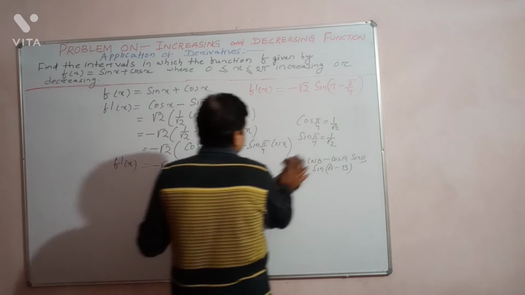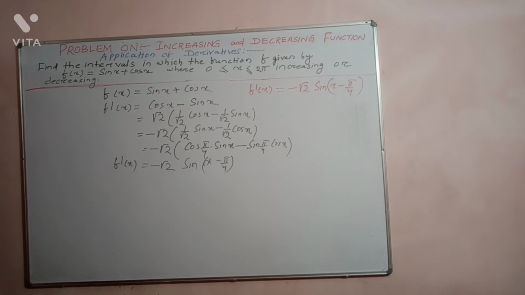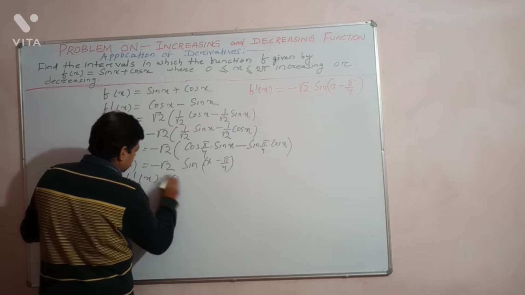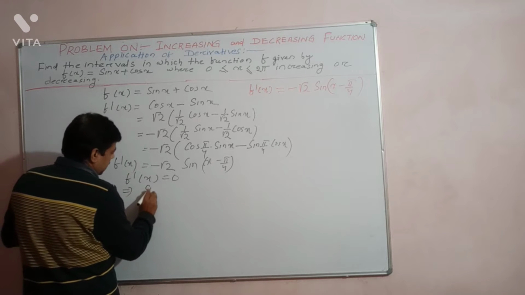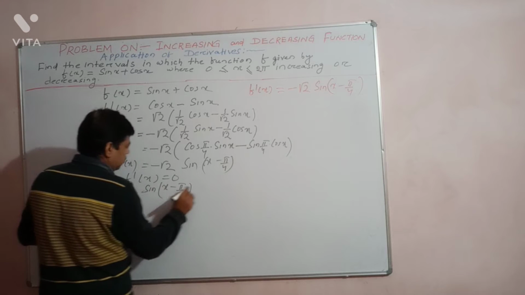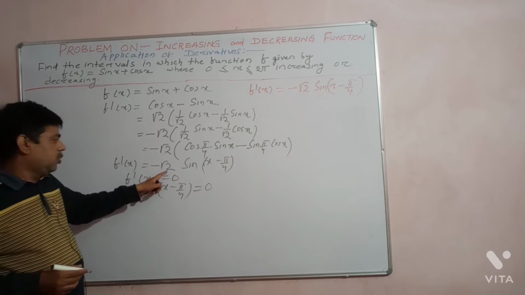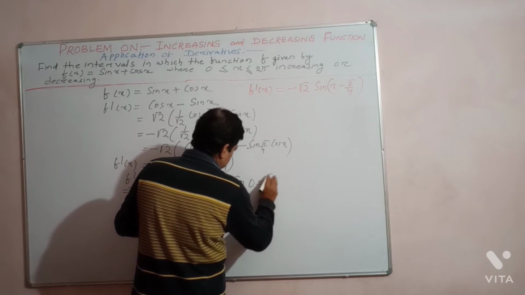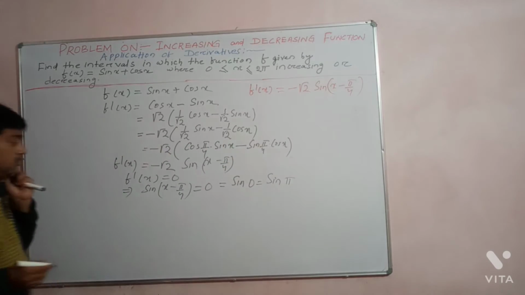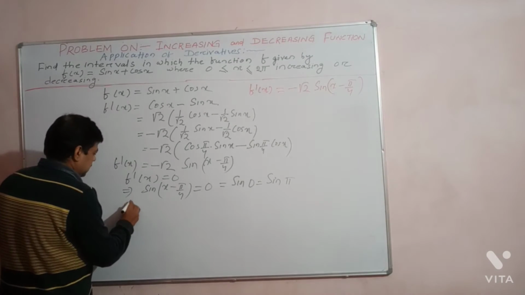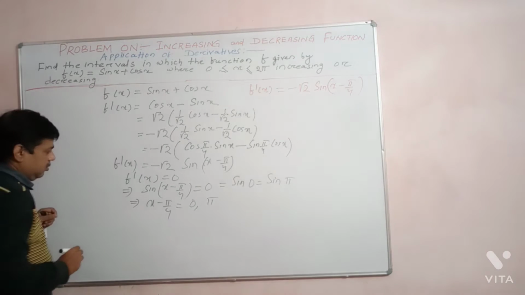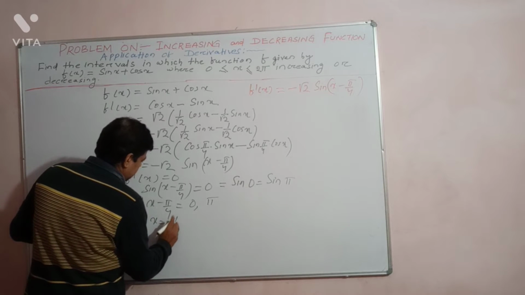First you found the derivative of the function. Understand? Now after finding the derivative, we have to equate it to zero. Let f'(x) = 0. It means sin(x − π/4) = 0, because minus root 2 will be transposed. And now 0 means what? All of you know sin 0 = 0 and sin π = 0. Yes or no? So that implies x − π/4 = 0, and we can write π also.